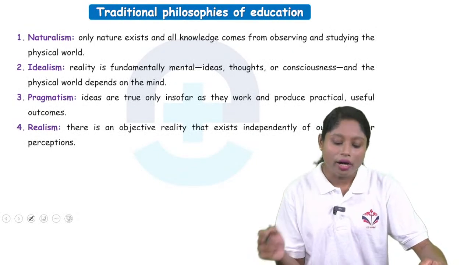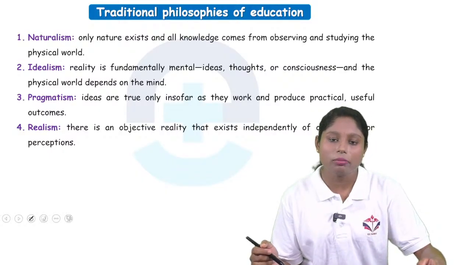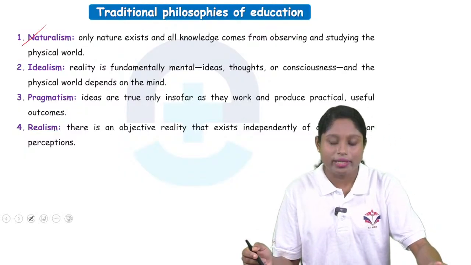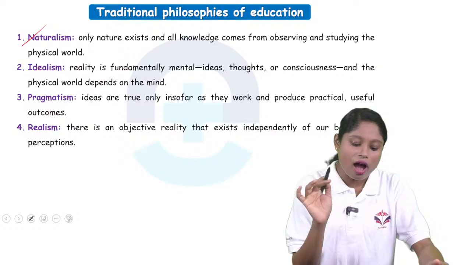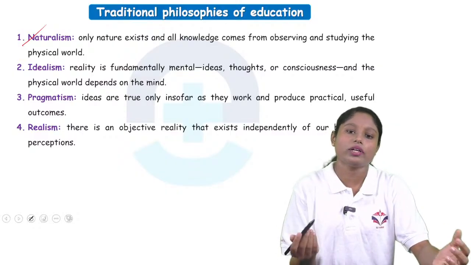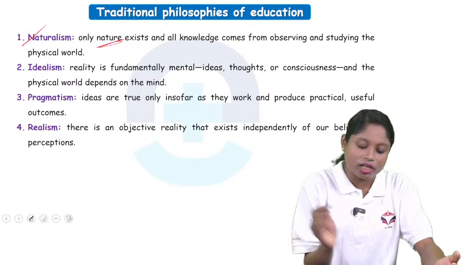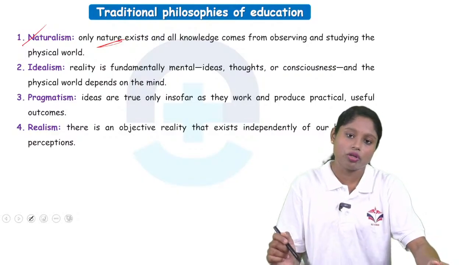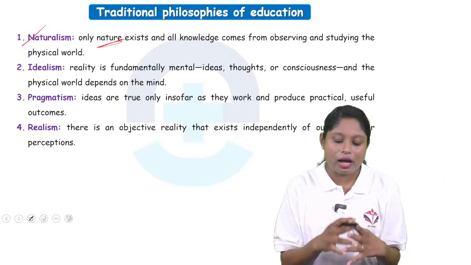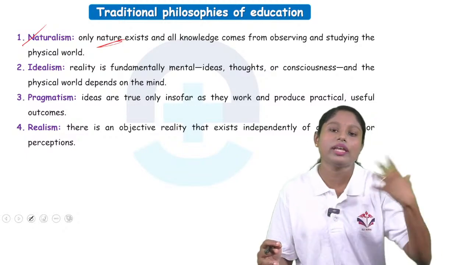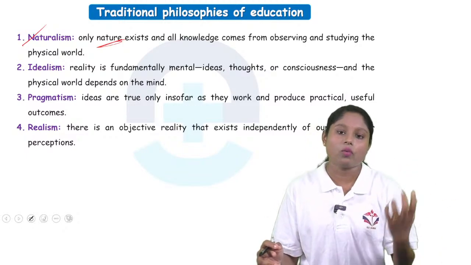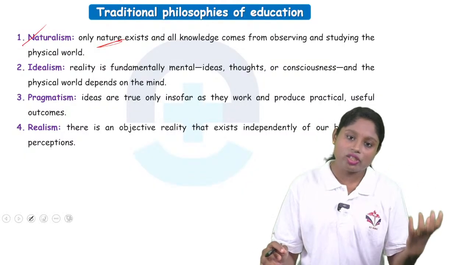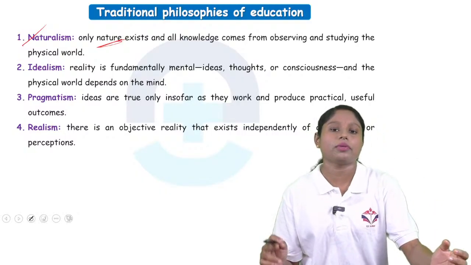Now we will discuss traditional philosophies of education. What are the main traditional philosophies? There are four philosophies. First one is naturalism. From the word itself, only nature exists. The philosophy emphasizes nature: nature exists and all knowledge comes from observing and studying the physical world. So knowledge comes only from the physical world or nature. That was naturalism, a philosophy of education. Only nature exists and all knowledge comes from nature.